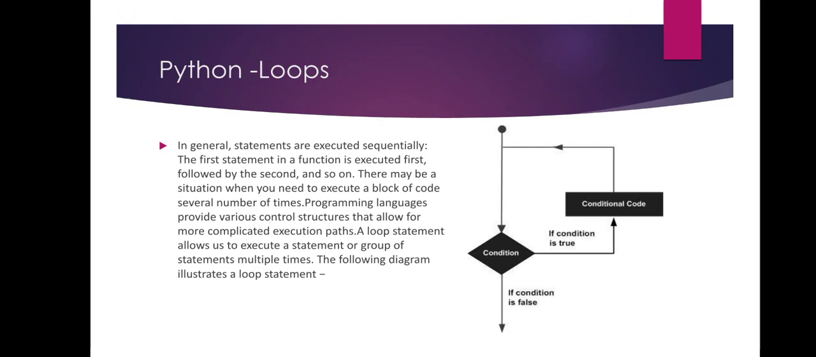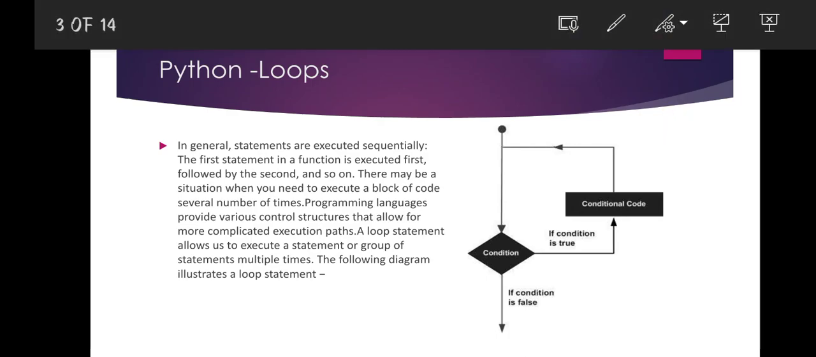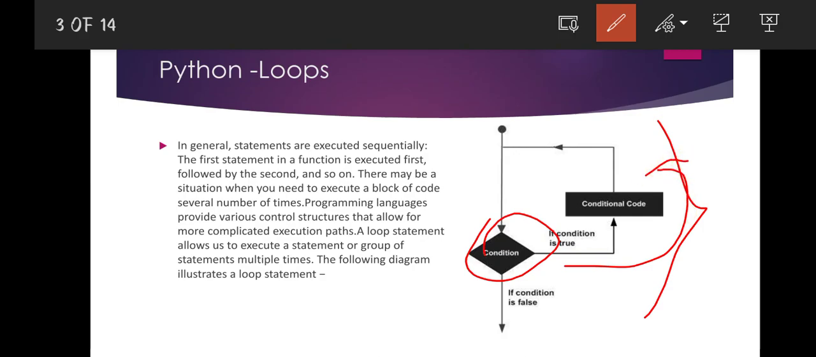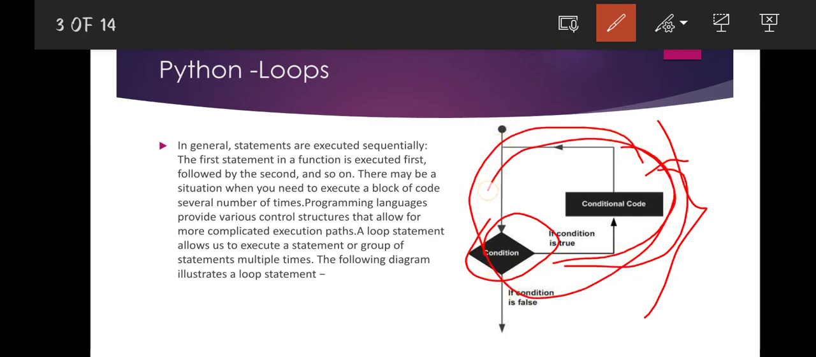Now we will see the flowchart of loops. First of all it checks the condition. If the condition is true, it executes the conditional code. Until the condition is true, the conditional code is executed repeatedly. This is called a loop. Whenever the condition is false, it goes out of the loop. So this is about the loop.